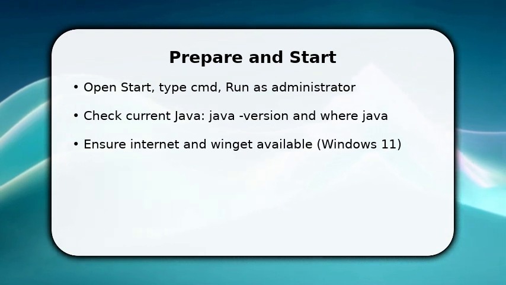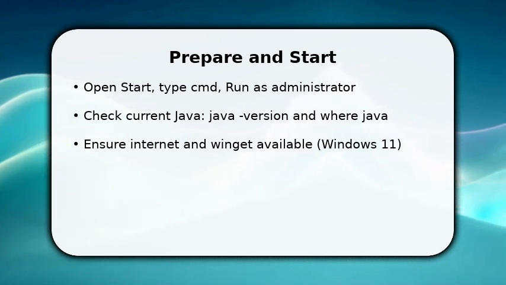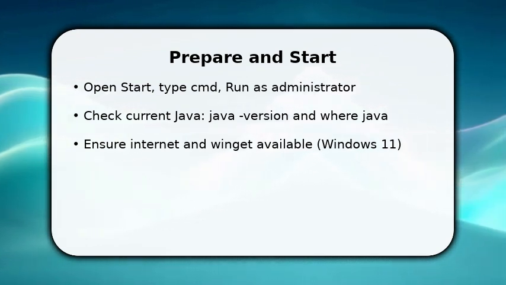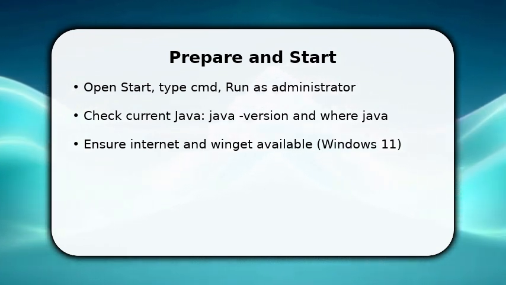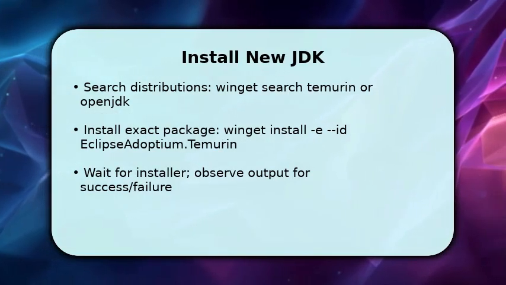You need admin rights so the installer can update the system PATH and set JAVA_HOME for all users. This prevents future path conflicts and ensures system tools find the new JDK. Now you install the JDK with Winget so the entire process stays in CMD.